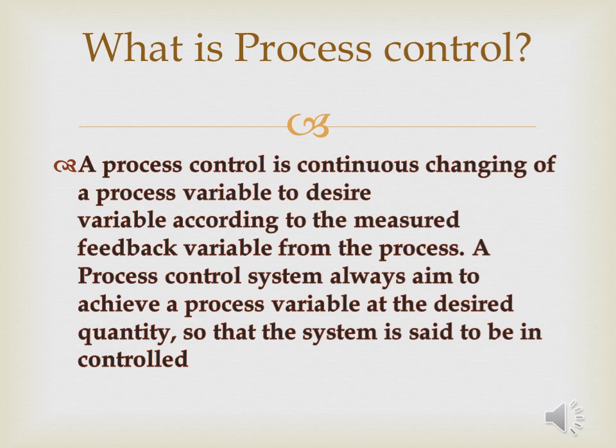What is process control? A process control is continuous changing of a process variable to desired variable according to the measured feedback variable from the process. A process control system always aims to achieve a process variable at the desired quantity, so that the system is said to be in control.